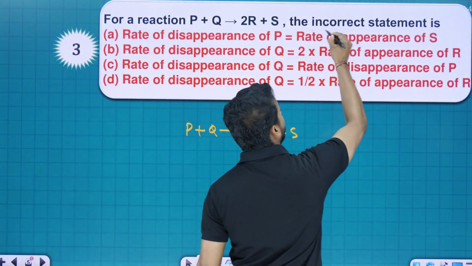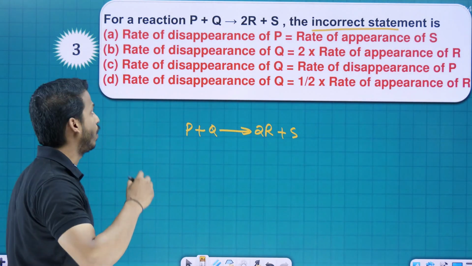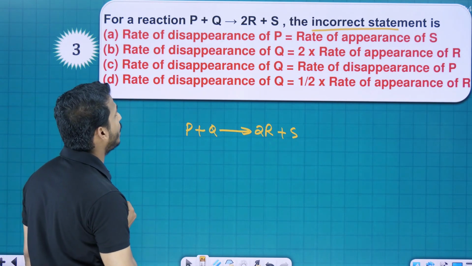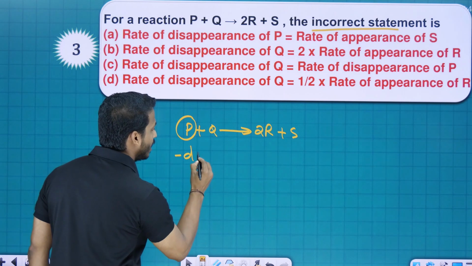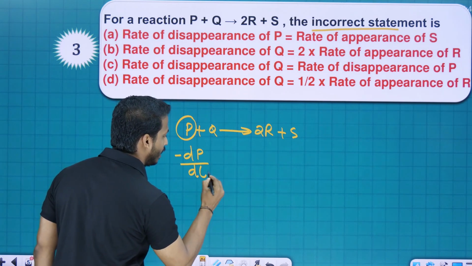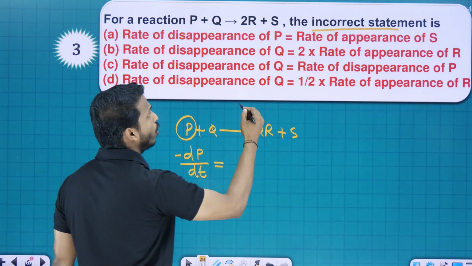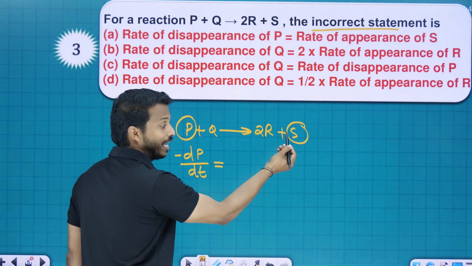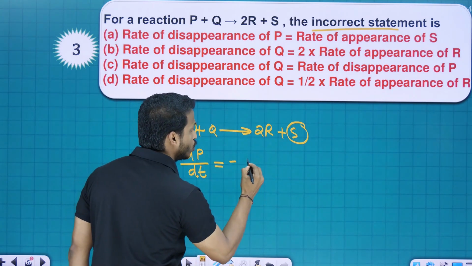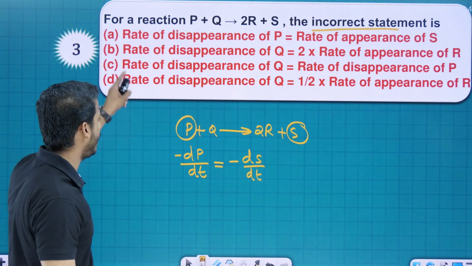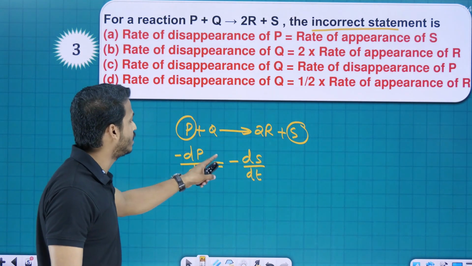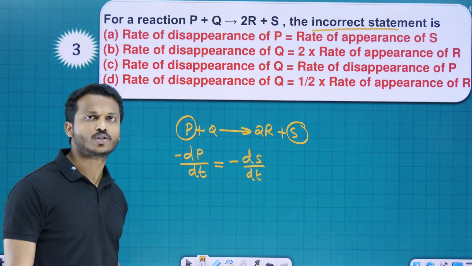Question number 3. For a reaction P plus Q gives 2R plus S, the incorrect statement is, what is that? Let's see all of them. Rate of disappearance of P. We can write minus dP divided by dt equal to rate of appearance of S. Yes, S is also only 1 mole, right? So minus dS divided by dt. Correct. Rate of disappearance of P is equal to rate of appearance of S. Correct.